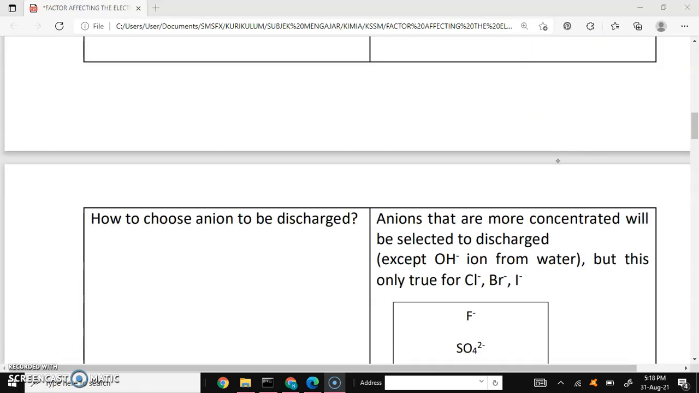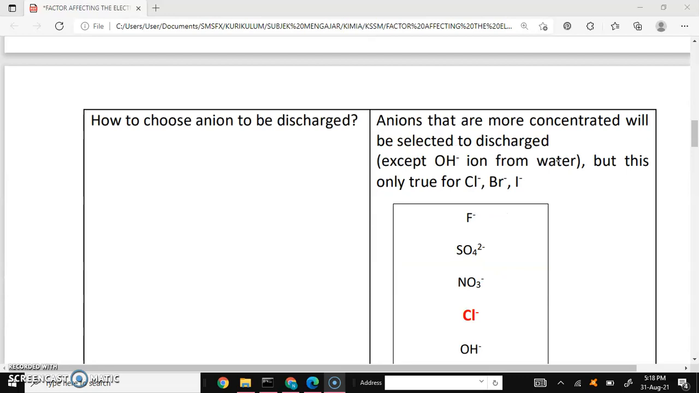Okay, ini untuk cation. So, how to choose an ion to be discharged in the concentrated electrolyte? Okay, anions that are more concentrated will be selected to discharge. Sama juga macam cation. Anion yang lebih banyak, yang lebih pekat yang akan dipilih untuk discharge. Okay, kita tidak akan pilih OH minus. Sebab OH minus is from water. Bila larutan itu pekat bermaksud airnya kurang. Jadi kita tidak akan pilih OH minus lah.